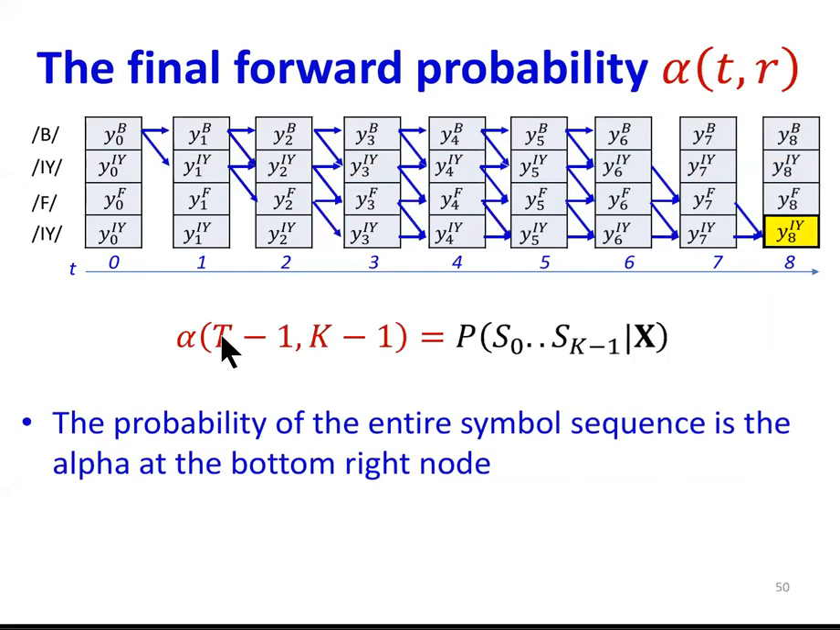Okay, first, I want to point out something. If you consider the alpha for this bottom node, the alpha for this bottom node is the total probability of all paths from the beginning to this point, correct? What is that? That's simply going to be the probability of the sequence.